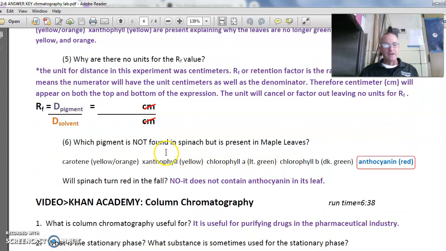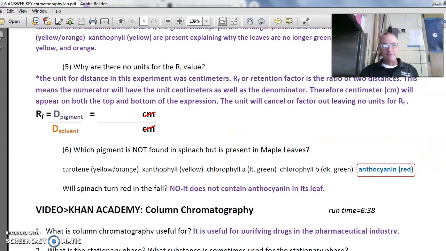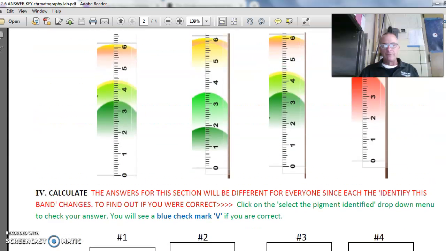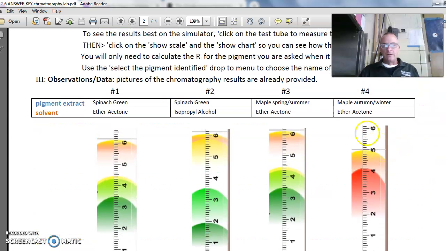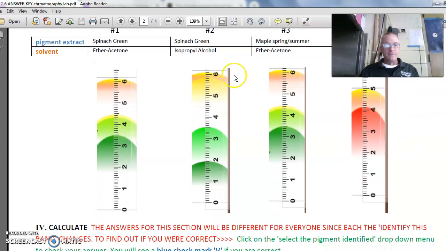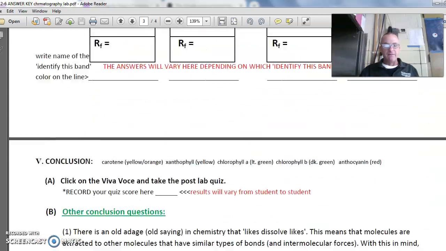Which pigment on number 6 is not found in spinach but is in the maple leaves? Which one is not in the spinach but is in the maple leaves? So we come back up, we look through here. The maple leaves had the reds, the anthocyan. The spinach did not have those reds.